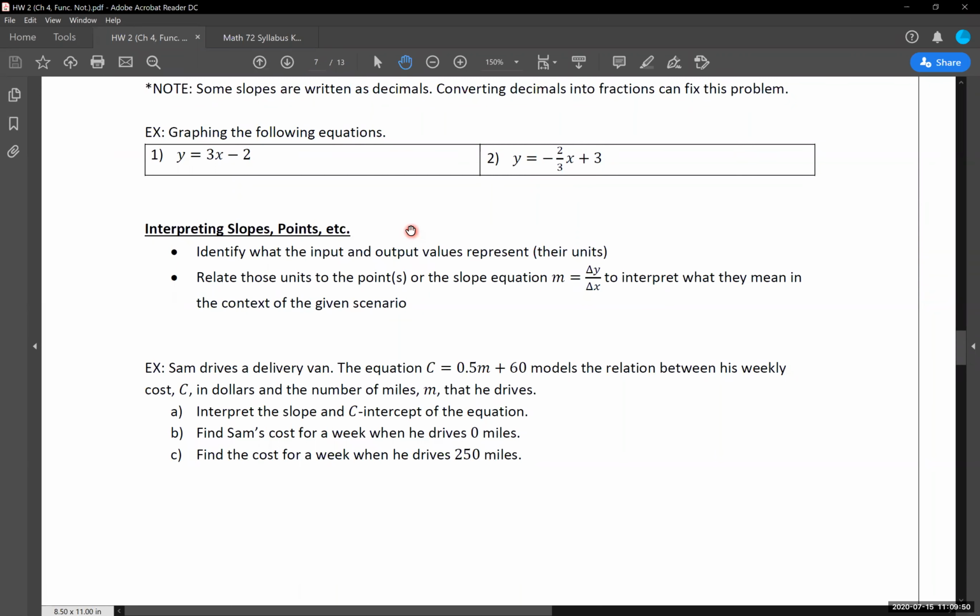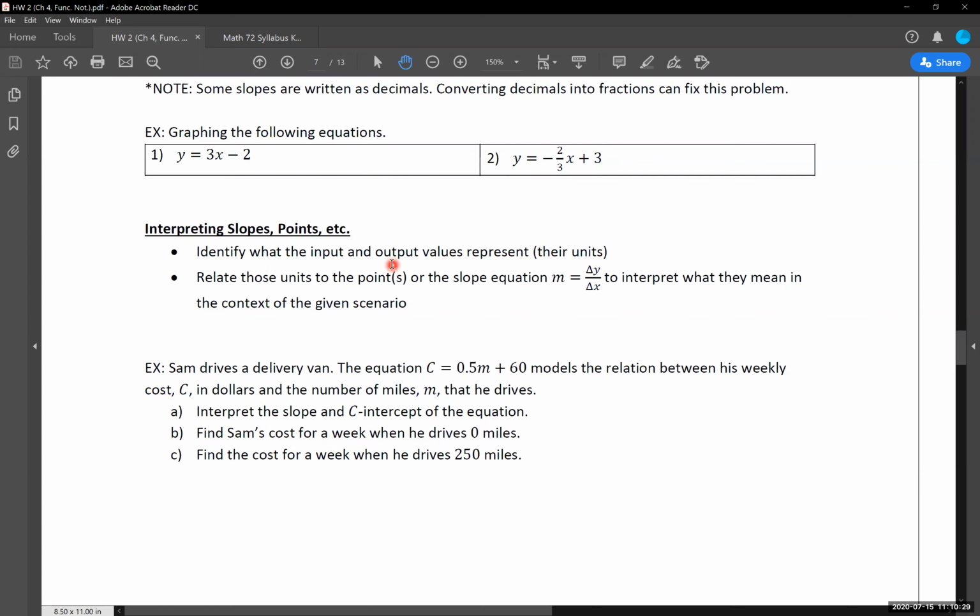And what I find to be really helpful, and a lot of people do not do this, is that when interpreting slopes, points, or anything along those lines, you identify what the input and output variables represent, including their units. Our input and output variables, primarily, you can think of as what each variable represents in the problem. Again, there's not necessarily any number value attached to them, but let's say we're working with x and y. What does the variable x represent in this problem? What does the variable y represent in this problem?